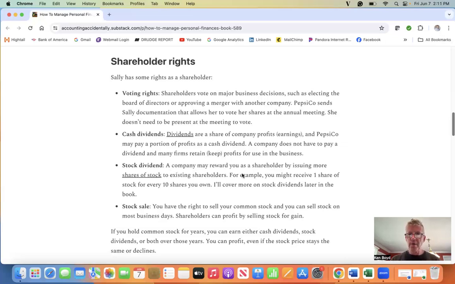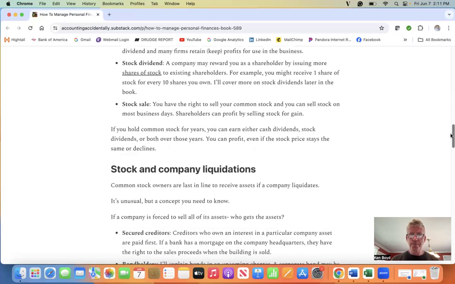Stock dividend. Companies may reward you as a shareholder by issuing more shares of stock to existing shareholders. For example, you might receive 1 share of stock for every 10 shares you own. I'll cover more on stock dividends later and what the impact is financially.